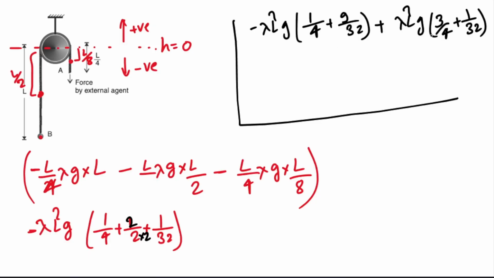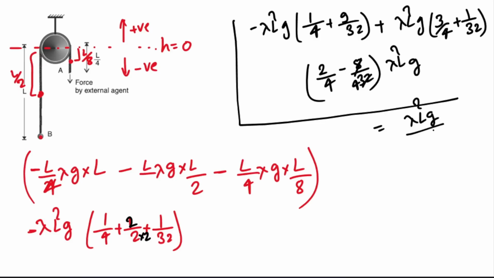So 3/4 minus 1/4 what will it become? 2/4, and 1/32 minus 9/32 is minus 8/32. Okay, this into lambda L square G. So if you solve it, this will become this, and 2/4 minus 1/4, 1/4. So the answer will be equal to how much? Lambda L square G by 4.